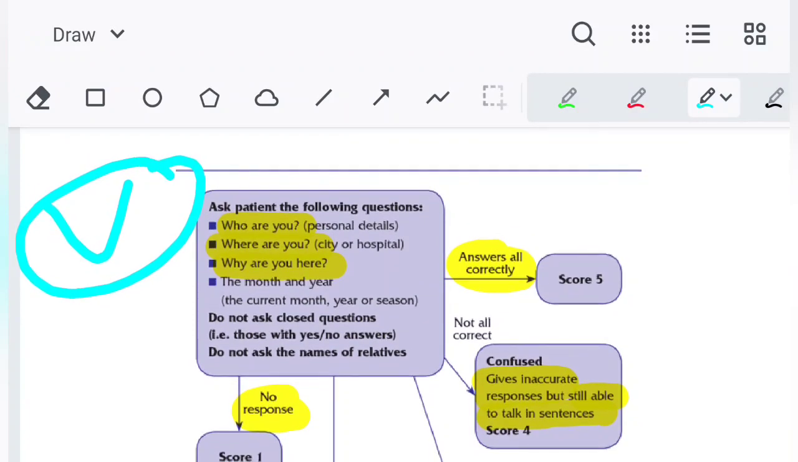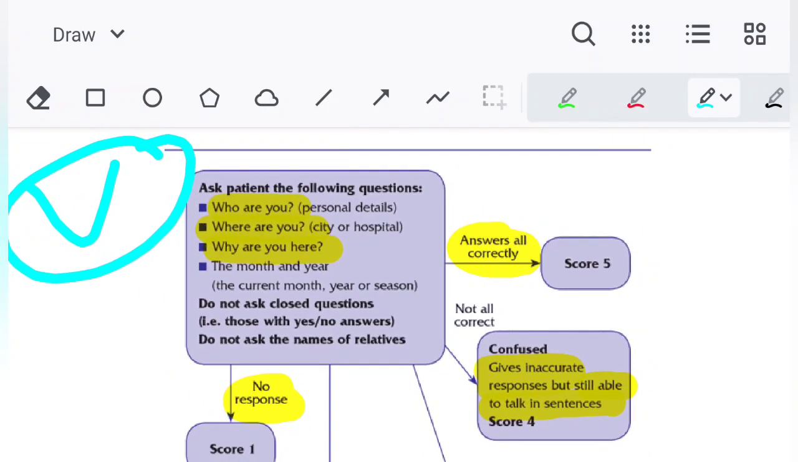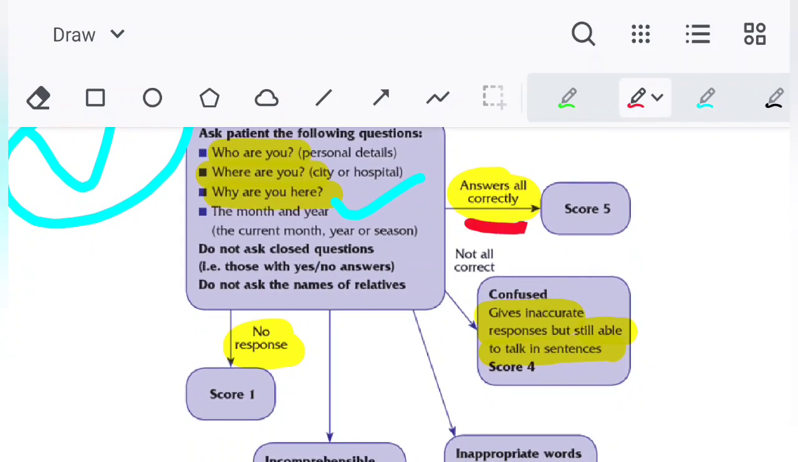So what we ask first is the orientation of the patient. We ask who are you, where are you right now, why are you here. If the patient answers everything correctly, we give a score of 5. That is oriented; the patient is oriented to time, place and person.